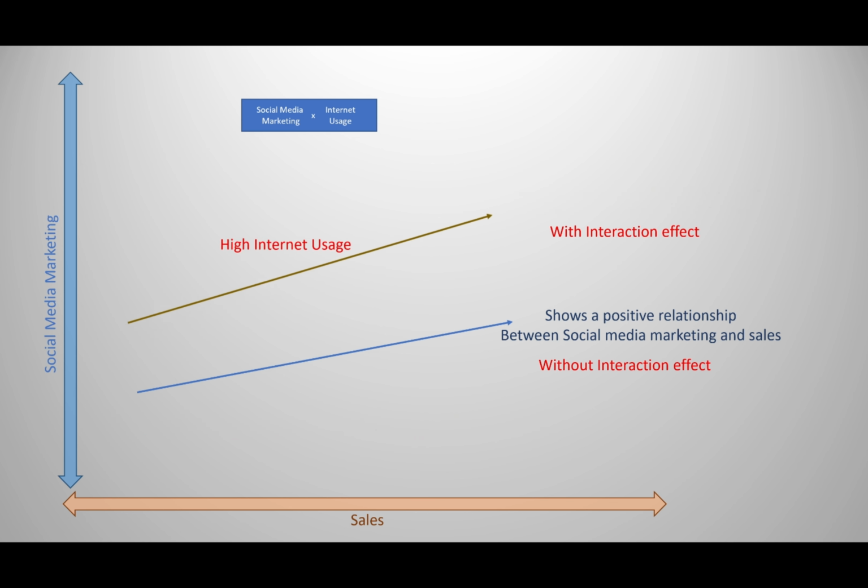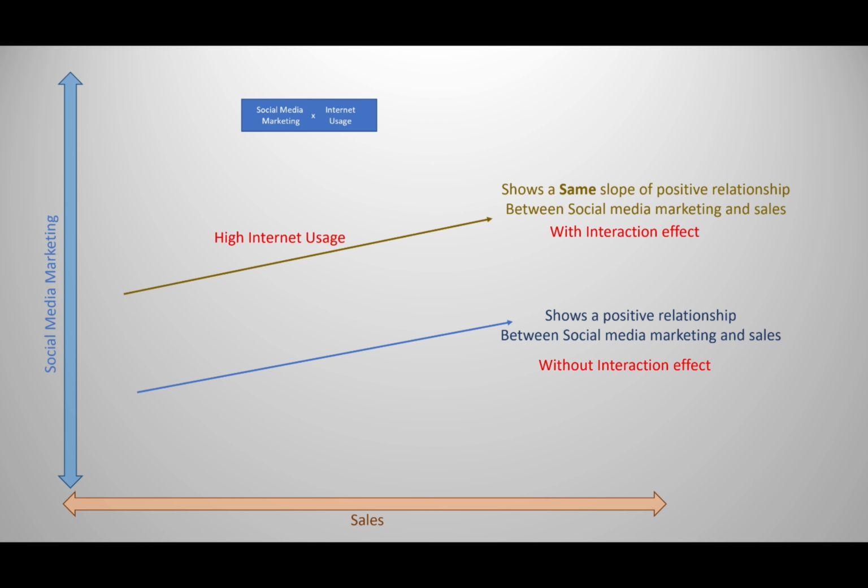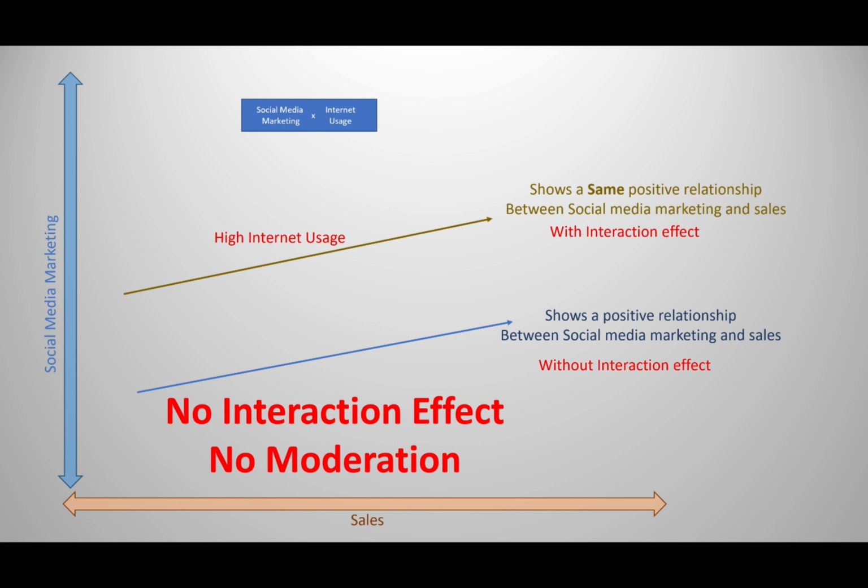But in another case, if these relationships are the same, and the second line with high internet usage also has the same slope, in that case we can consider that there is no interaction effect, because these two lines are not interacting and are not crossing each other at any point of the analysis. This is called no interaction effect, or no moderating effect is recorded. This is how we use the interaction effect for measurement of our moderating effects.